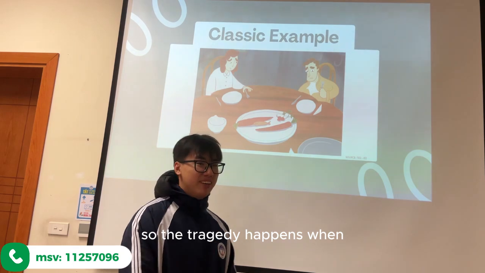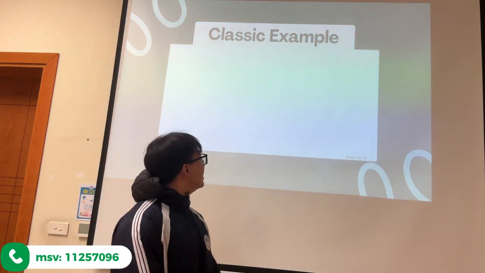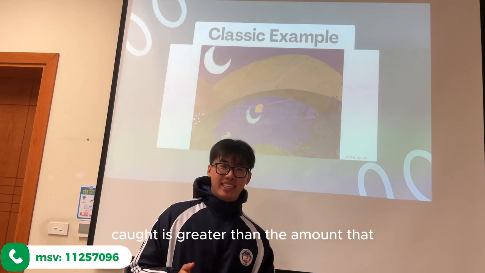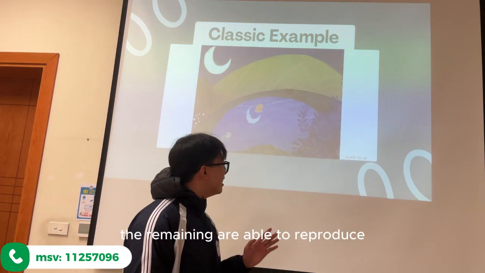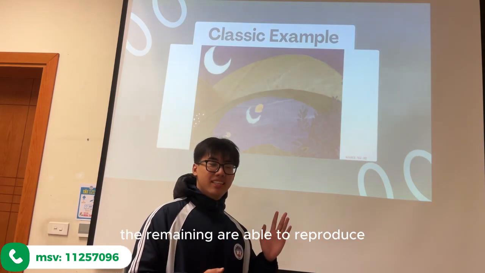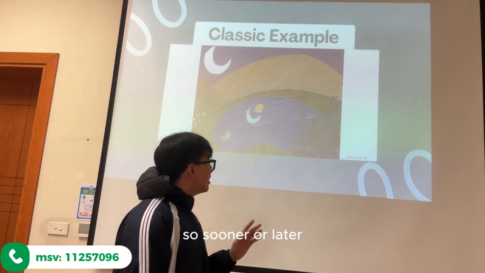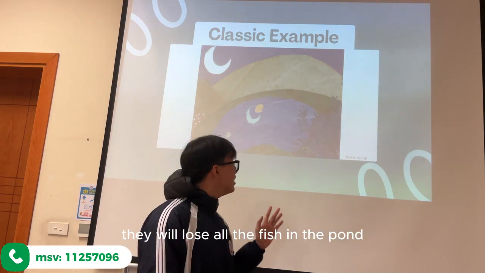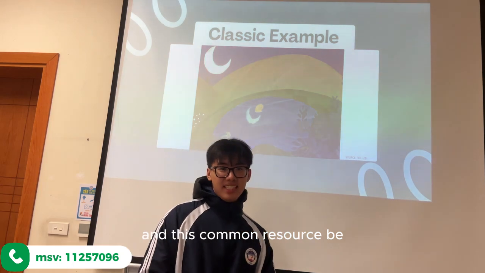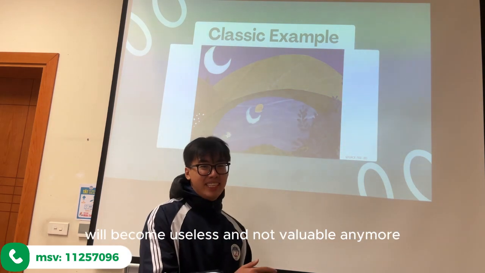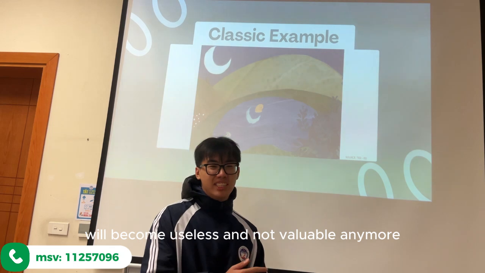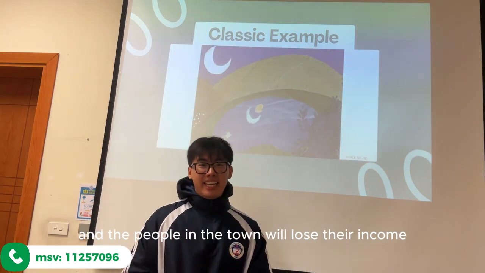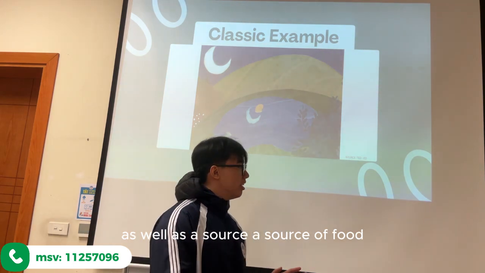So the tragedy happens when the amount of fish caught is greater than the amount that the remaining fish are able to reproduce. So sooner or later they will lose all the fish in the pond, and this common resource will become useless and not valuable anymore, and the people in the town will lose their income as well as a source of food.